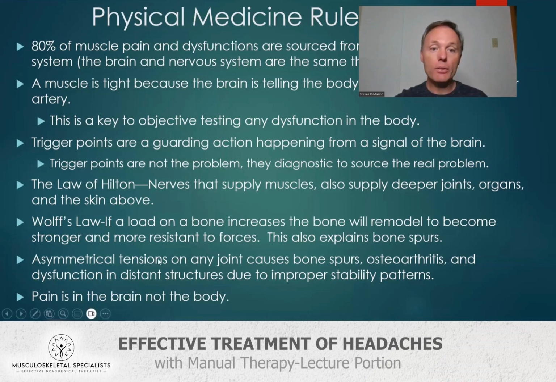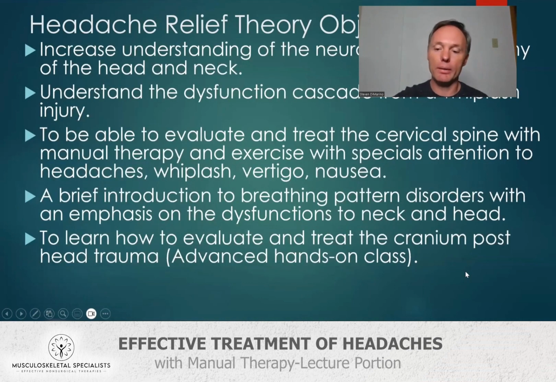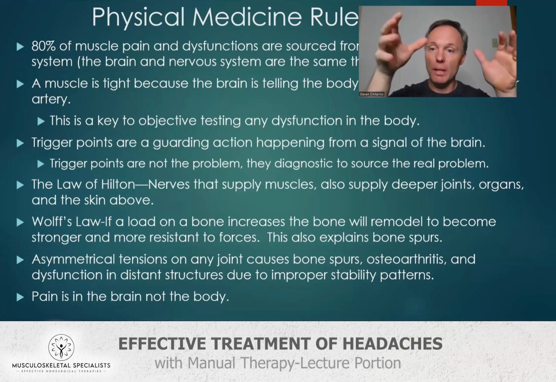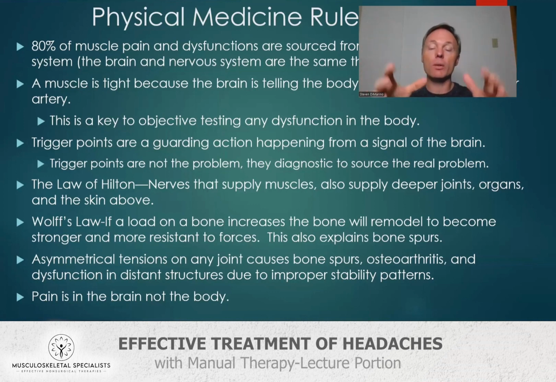Okay. Asymmetrical tensions on any joint cause bone spurs, osteoarthritis, and dysfunctions in distant structures due to improper stability patterns. So anytime somebody says, well, I have osteoarthritis in my hip, you know automatically that there's an asymmetry to that joint. And so to bring symmetry back to that joint, you first must stabilize the core, get core stabilization going, and then you can stabilize the hip and get that joint centered. We call that centration.